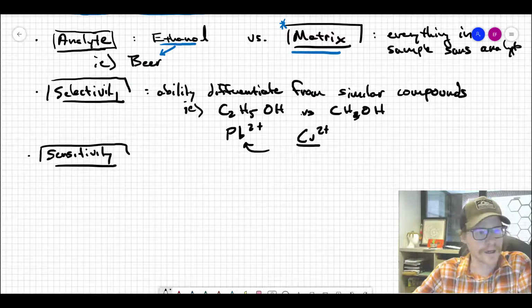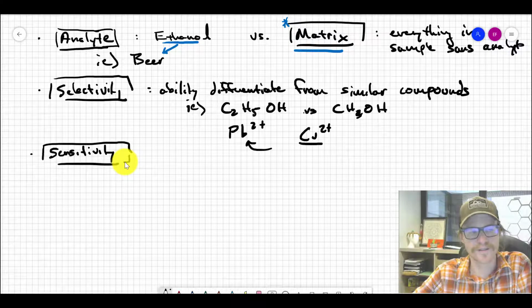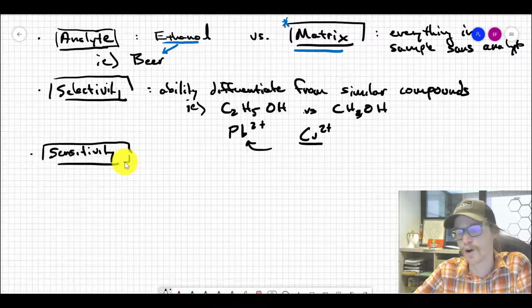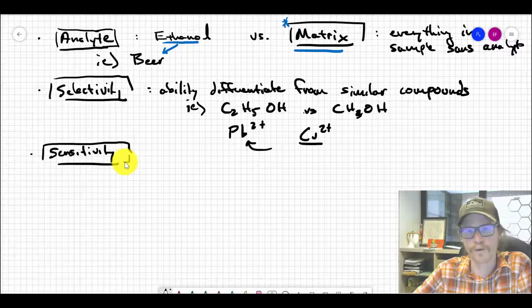The next criteria that's helpful in considering is this thing called sensitivity, which is very different than selectivity. So sensitivity has to do with when you calibrate your tool. So when you calibrate an instrument, you've all done this, whether you remember or not, in say a 107 or a 108 course, right?